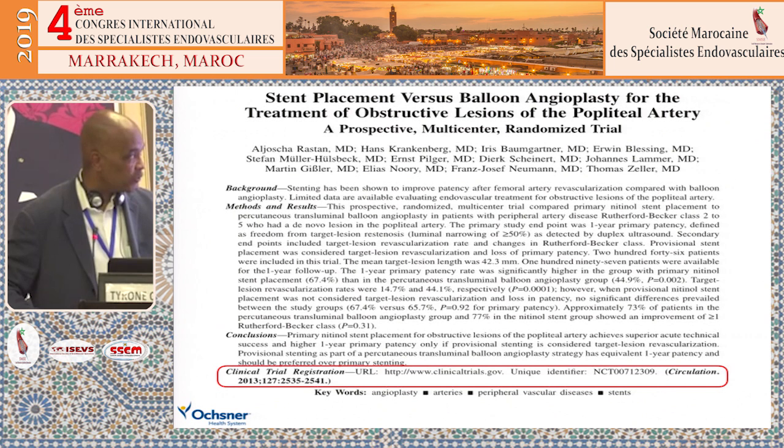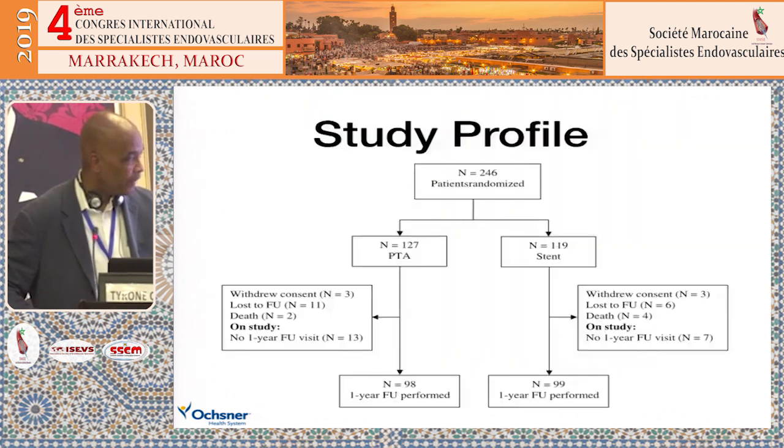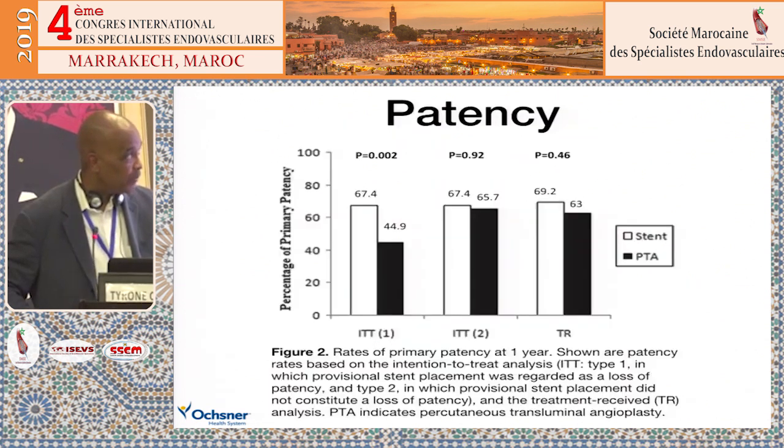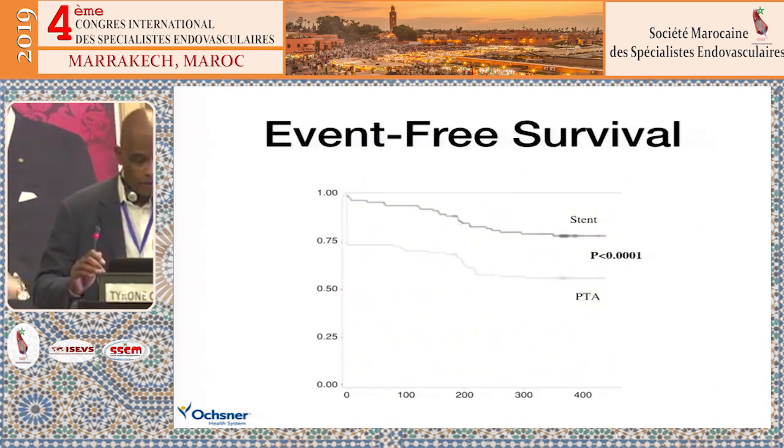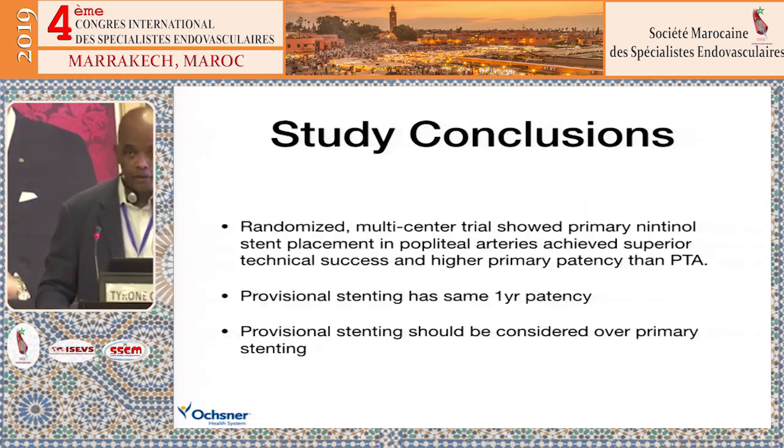Now, stent placement versus balloon angioplasty in obstructive lesions in the popliteal area. This is a study from 2013, but I think it's important because it looks at patients that were randomized to either stent or PTA. And again, what we see is that the patients that received a stent did better than the patients that received PTA. And also the event-free survival was better in the stent group versus the PTA group.